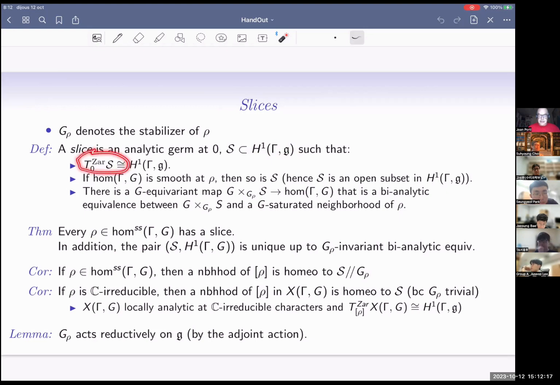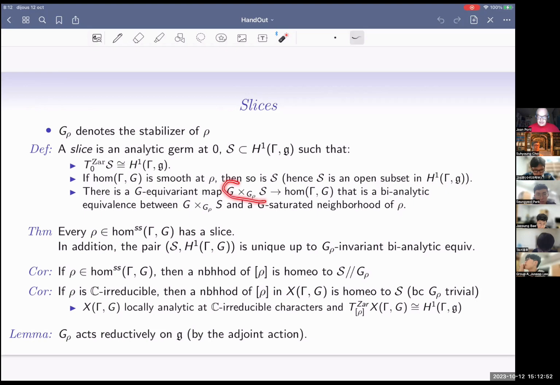First one is that the Zariski tangent space is the whole cohomology group when the variety of representations is smooth. Not the variety of characters, the variety of representations is smooth. Then S is just an open subset. Yeah? And people call it analytic germ to say just an open subset here. But if it's singular, it's smaller. But the Zariski tangent space is everything.